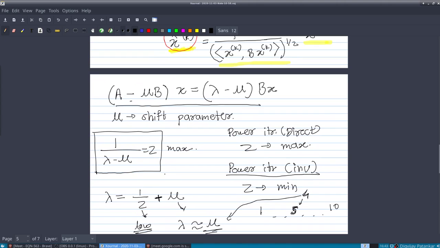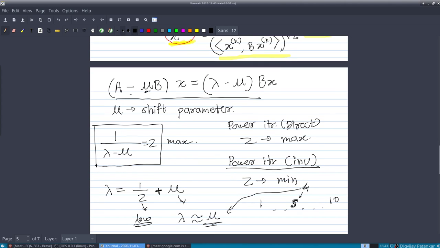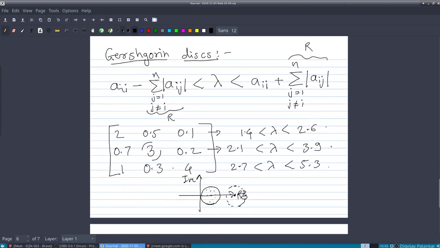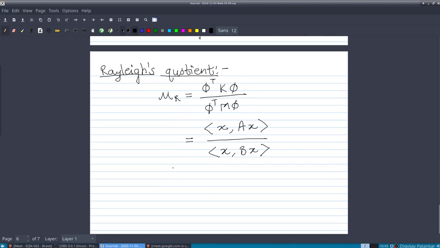In case of this mu, you can use this Rayleigh's quotient, and then you can start your solution using power iterations or inverse iterations. I think Rayleigh's quotient should be used with inverse iterations. So you can start with the inverse iterations and get the lowest eigenvalue, then depending upon the shift parameter you can change it.